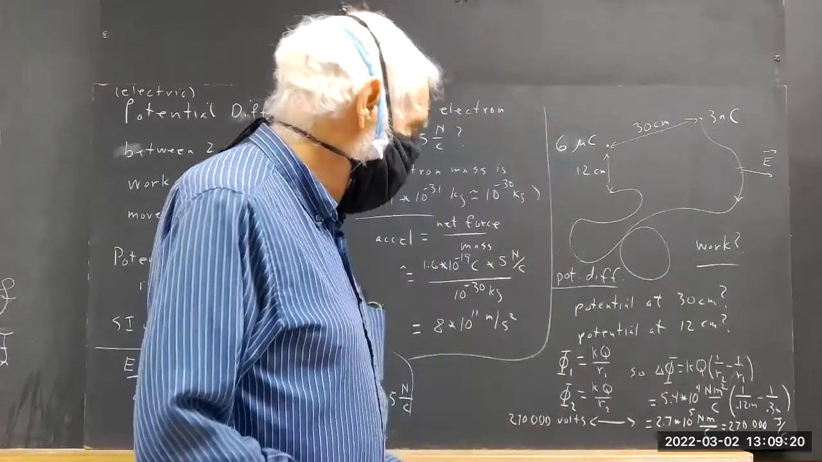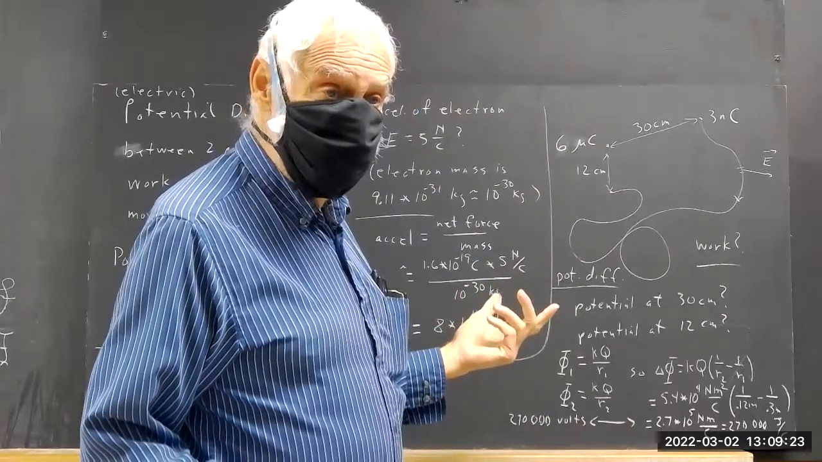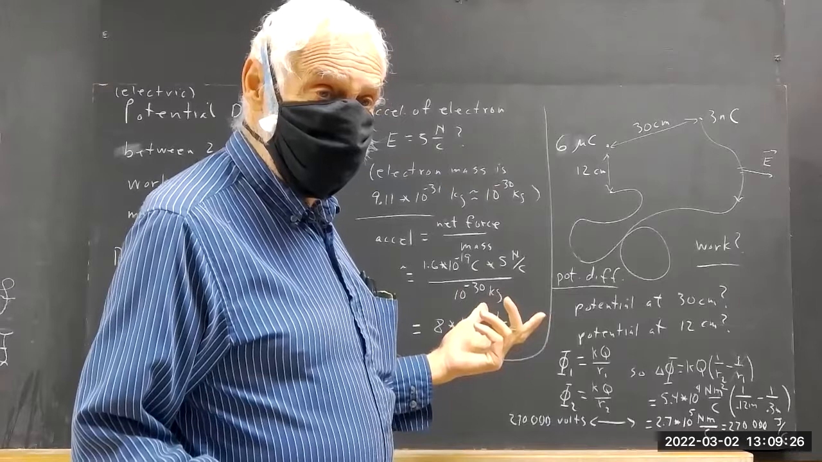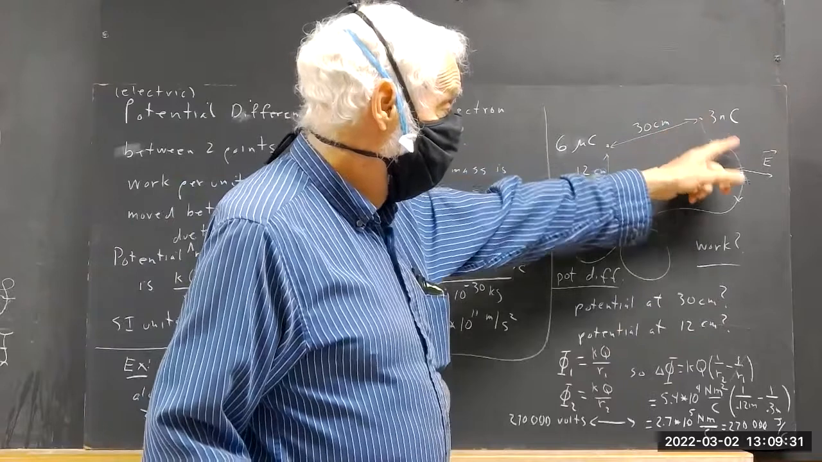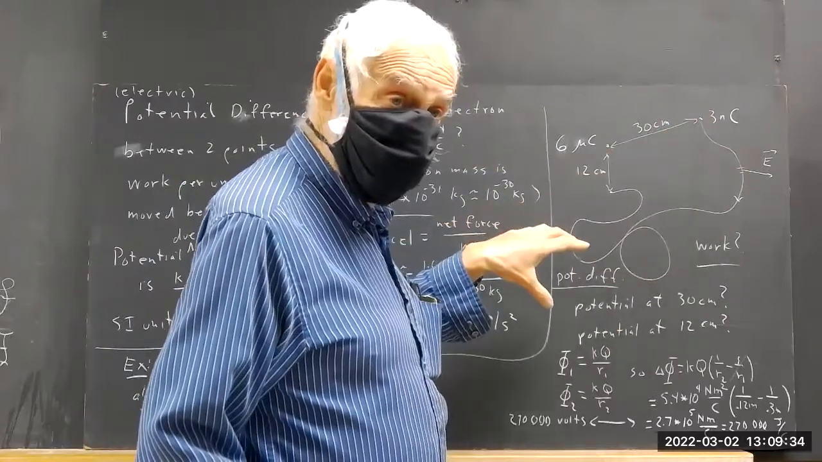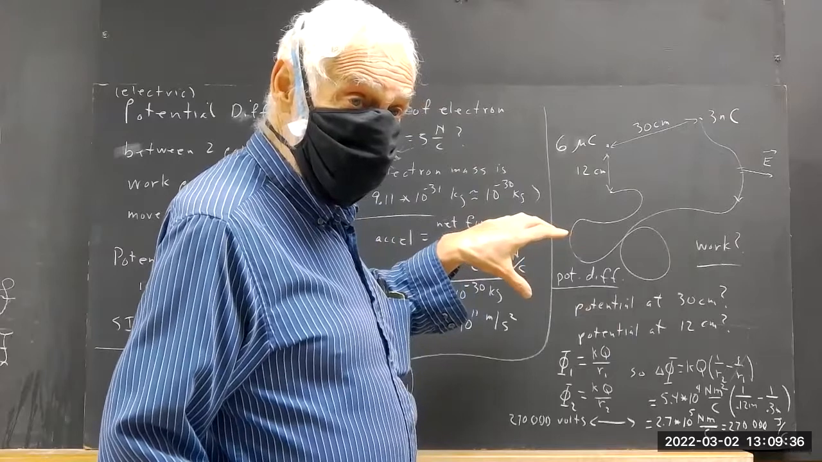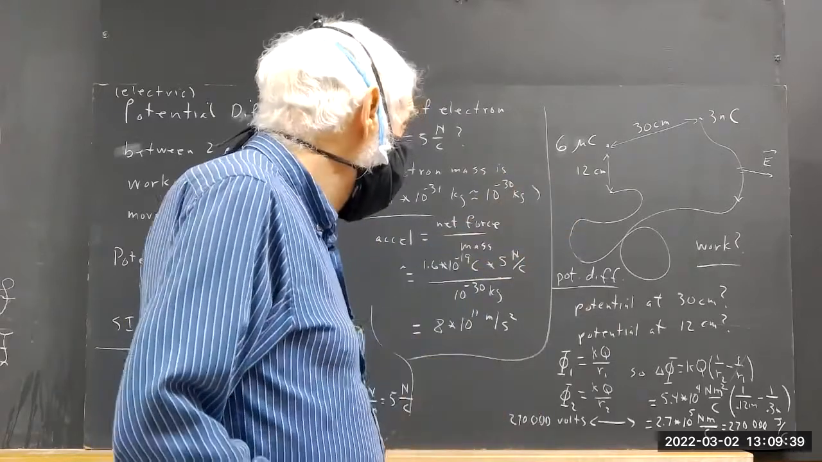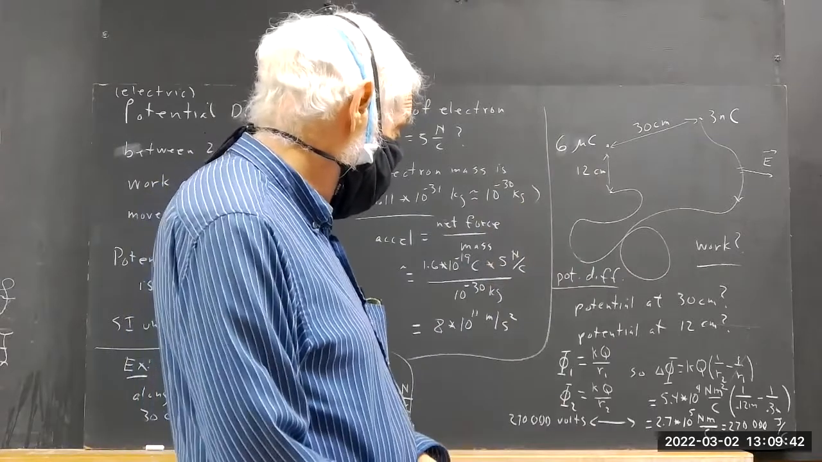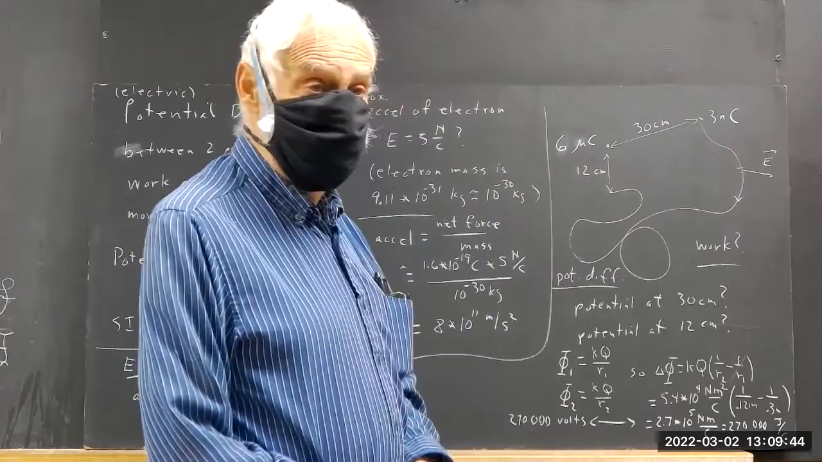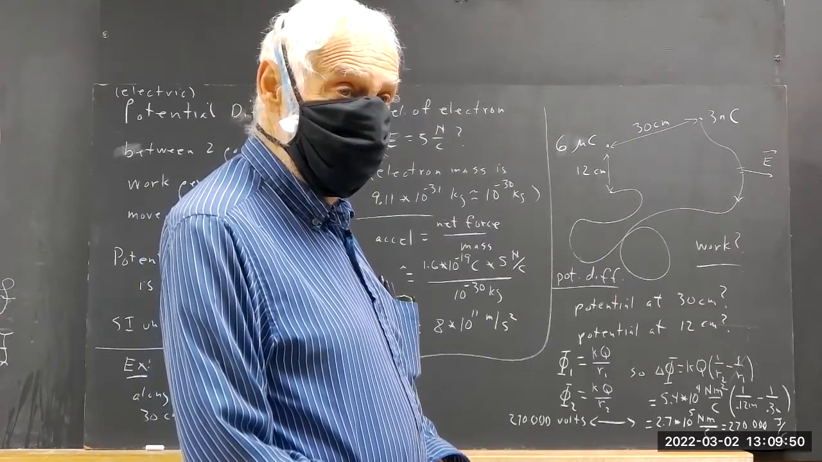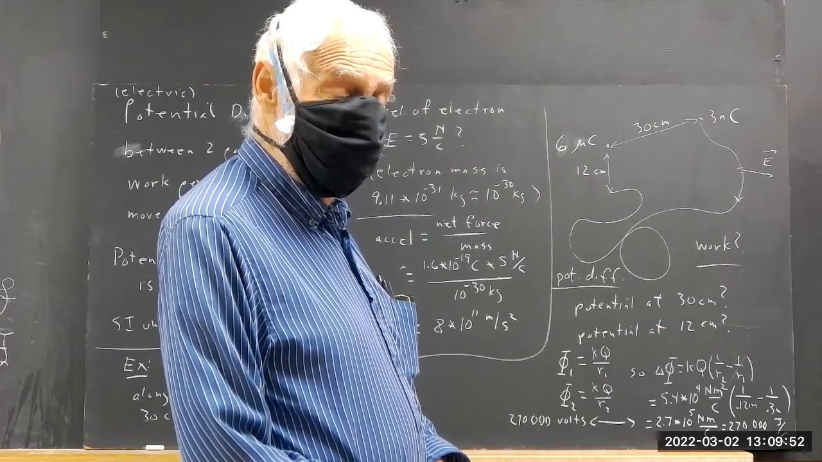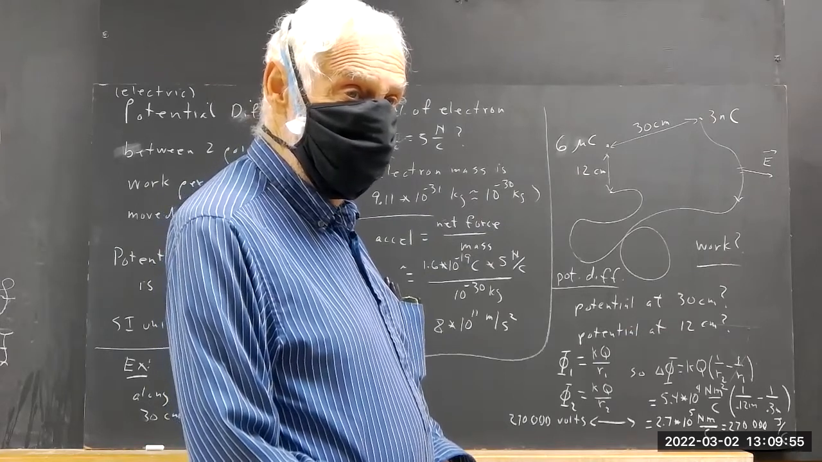So we have this. How are you going to get the work? Obviously, the more charge you have here, the more work it's going to take to overcome this field. So how does a 3 nanocoulomb charge come into this?